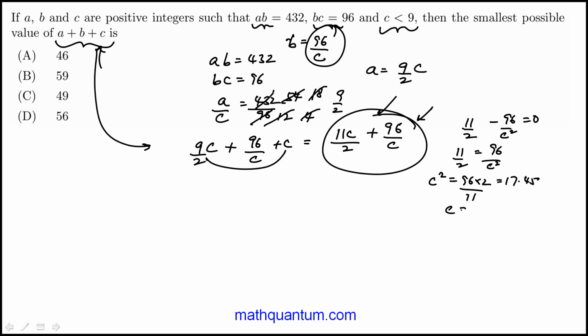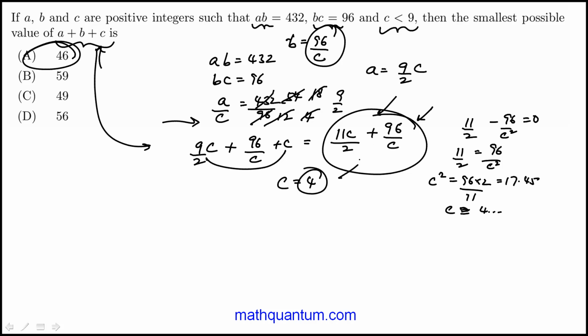So C comes out to approximately, the square root would be 4 point something, 4.1. So I said, well, closest would be 4, and that would be the least one. And you can generate those examples here. And that would also give you the answer 46. But I don't think this is the best way to do it.